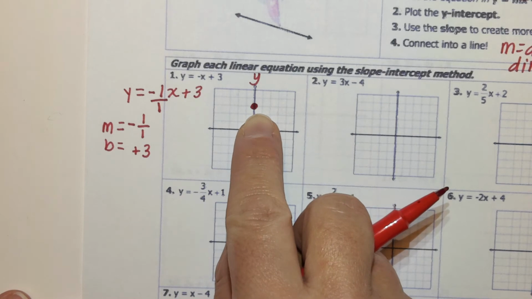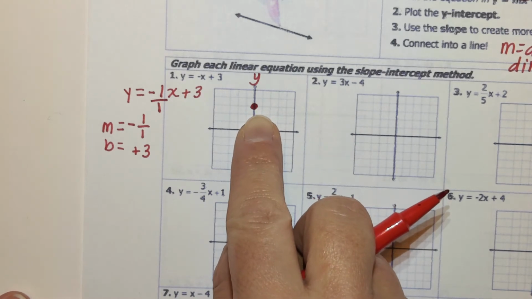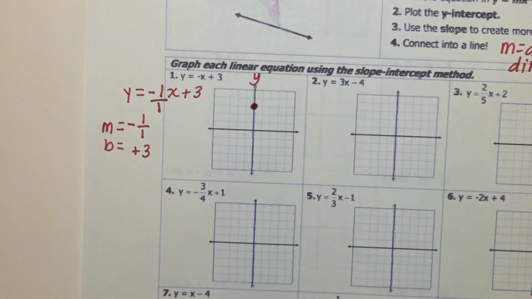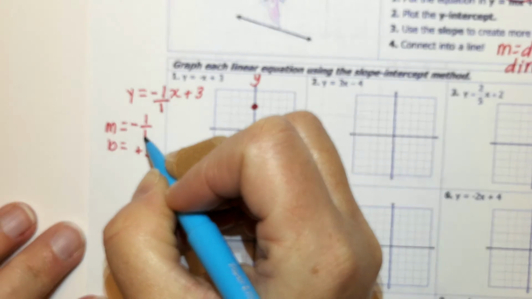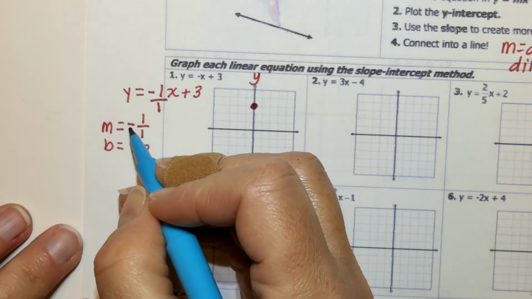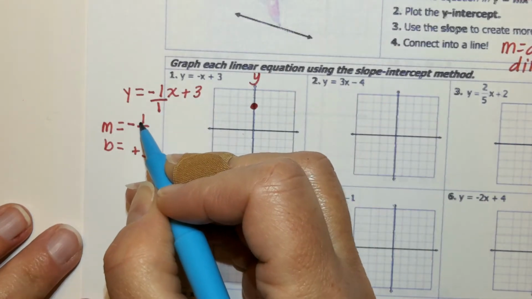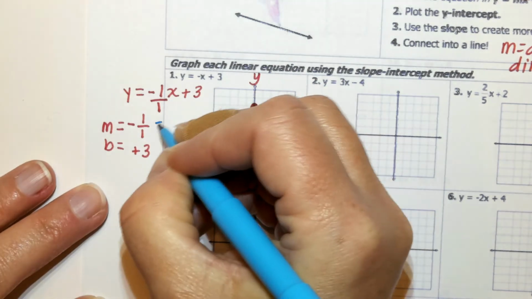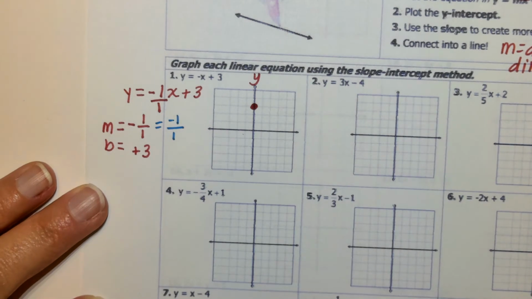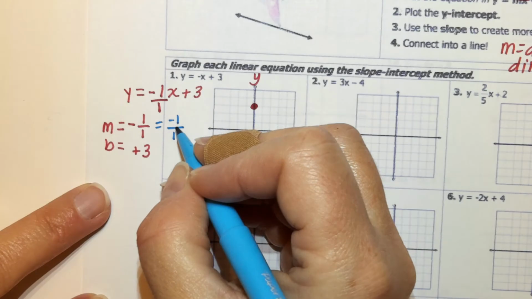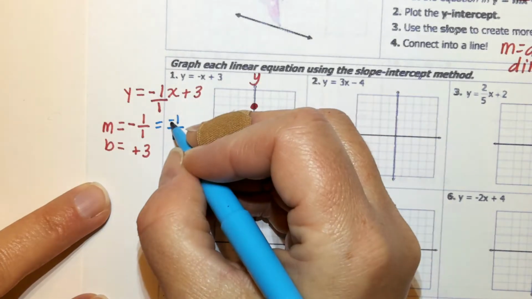Now, the next step said, use your slope to create more points. I call it your driving directions. Remember that slope is rise over run, up and down, right or left. And if it's negative, I give it to the top number. So I'm going to rewrite my slope as a negative 1 over 1.